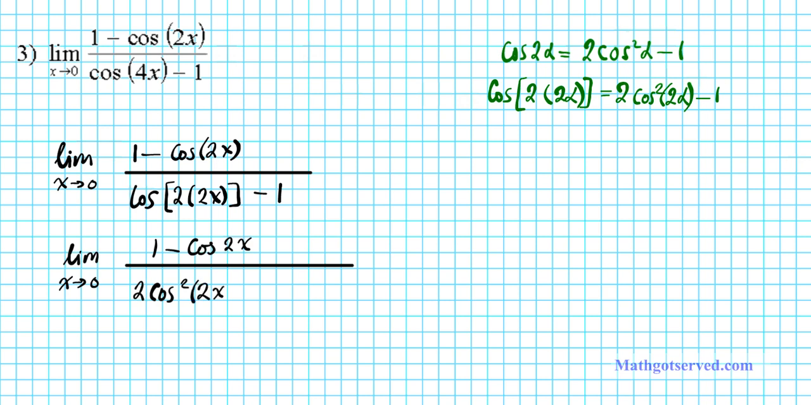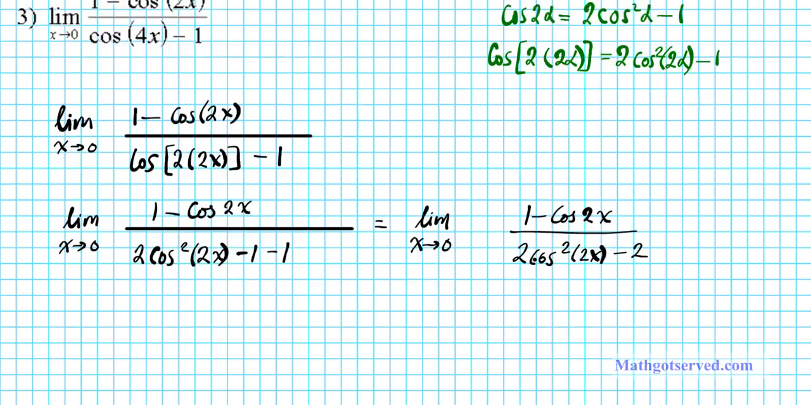Imagine as though 2x is your alpha. So you have 2 cosine squared alpha minus 1, but alpha is 2x, so that's why we have it here. So it's minus 1, and there was a minus 1 there before, so let's introduce that. Minus 1, minus 1. So this now becomes the limit as x approaches 0 of 1 minus cosine 2x divided by 2 cosine squared 2x minus 2.